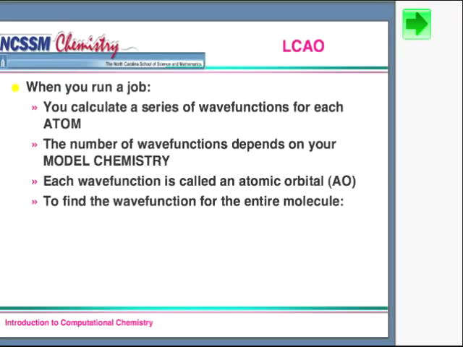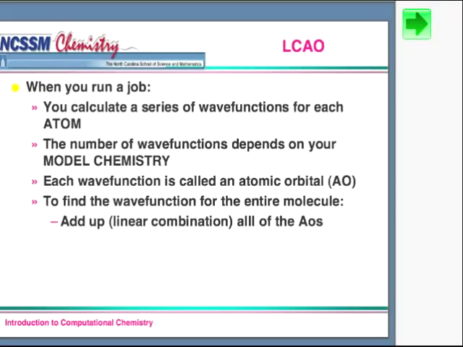And just like you're going to have more than one AO for each atom, you're going to have more than one molecular orbital for a given molecule, and we'll do a lab pretty soon related to that as well. To find the MOs, you do a linear combination. Linear combination is a fancy term for add them together. You take all the atomic orbitals that have been calculated and you add them all up.